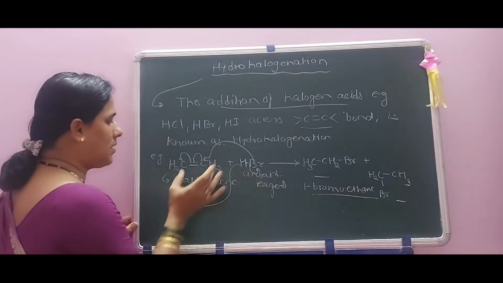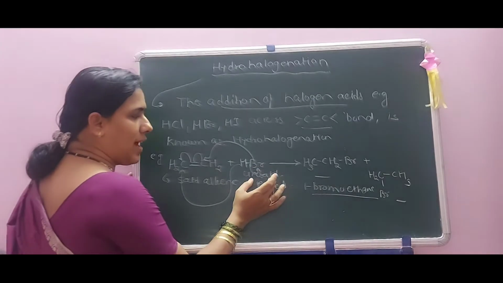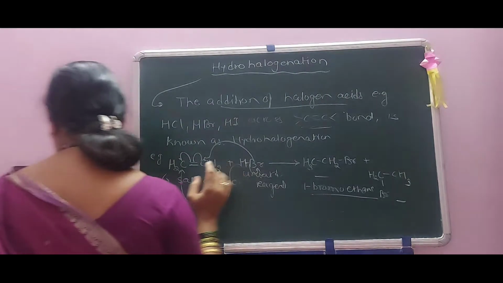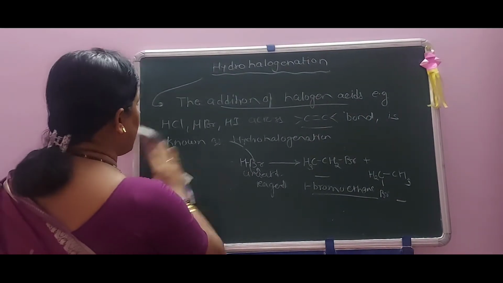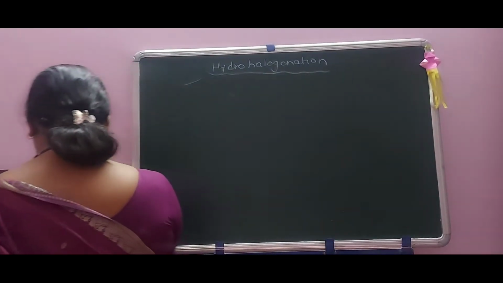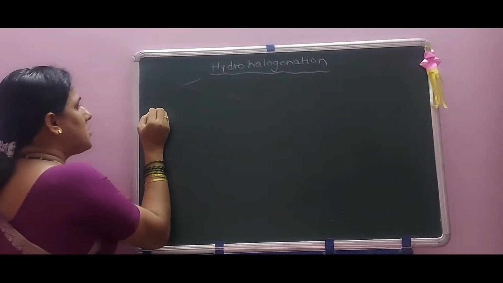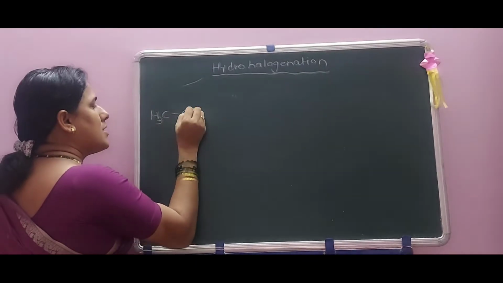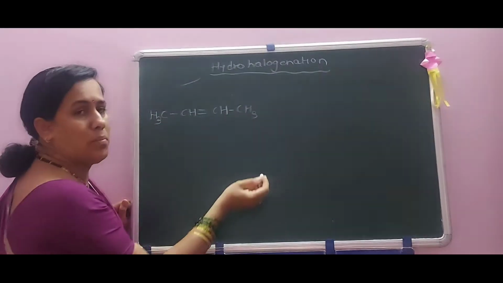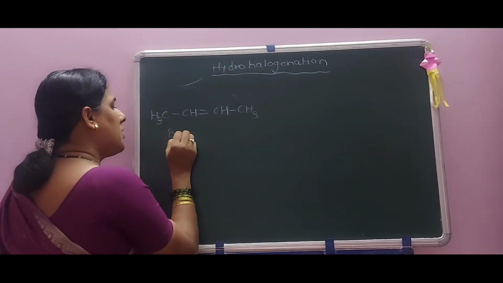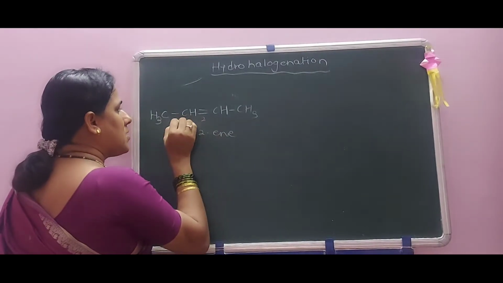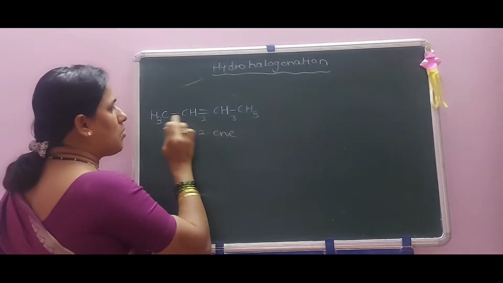First, this example: a symmetrical alkene on reaction with a halogen acid gives an addition product, either this or this. Now take another example, like 2-butene, CH3 CH double bond CH, here CH3. The name of this alkene is but-2-ene. The double bond can be counted from either side.